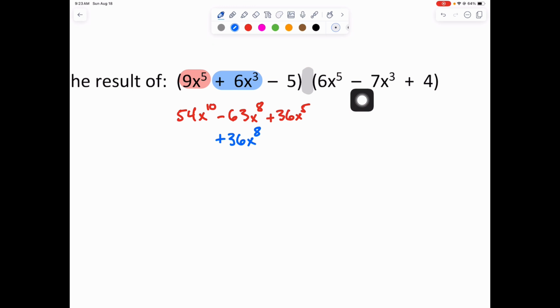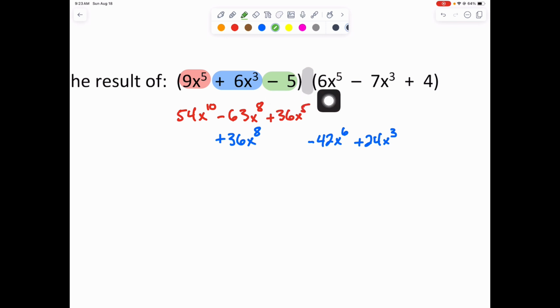All right, then we'll do our 6x cubed times negative 7x cubed. We have 6 times negative 7 giving us negative 42. It'll be x to the 6th. Well, we don't have any 6's, so what we're going to do is we're just going to continue to write it along that same line, negative 42x to the 6th, and then we will distribute it to the last term. So 6x cubed times 4, 6 times 4 is 24. So we'll do our plus 24x cubed.